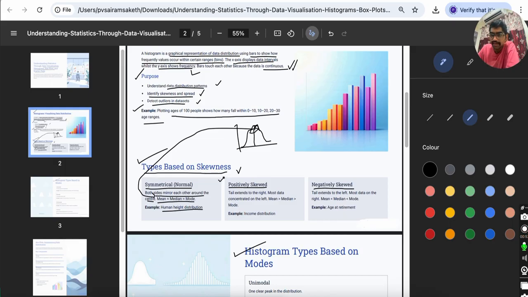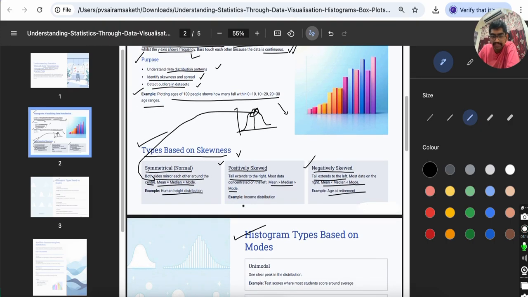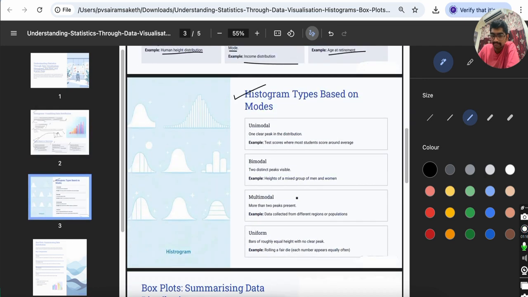The second type we studied is positively skewed, where the tail extends towards the right, so the data is skewed towards the right hand side. Here the mean will be greater than the median and mode. Negatively skewed means the tail extends towards the left hand side. In this the median value will be more than the mean value. Age at retirement is an example you can take.